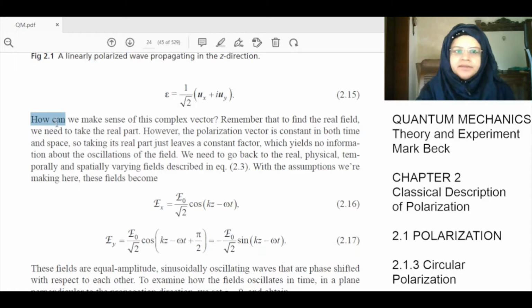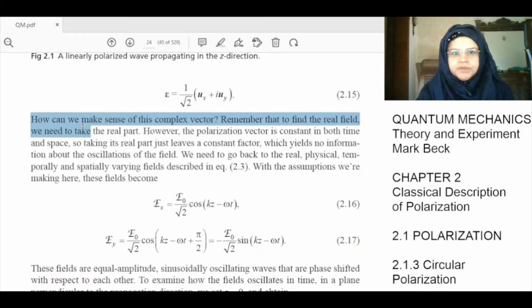Remember that to find the real field, we need to take the real part. However, the polarization vector is constant in both time and space, so taking its real part just leaves a constant vector, which yields no information about the oscillations of the field. We need to go back to the real physical, temporally and spatially varying fields described in equation 2.3.